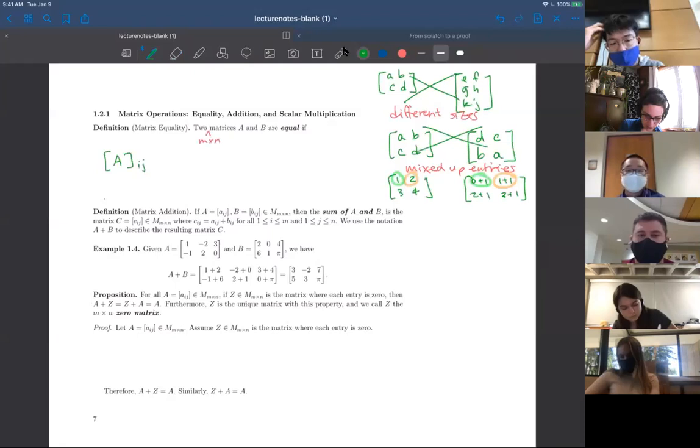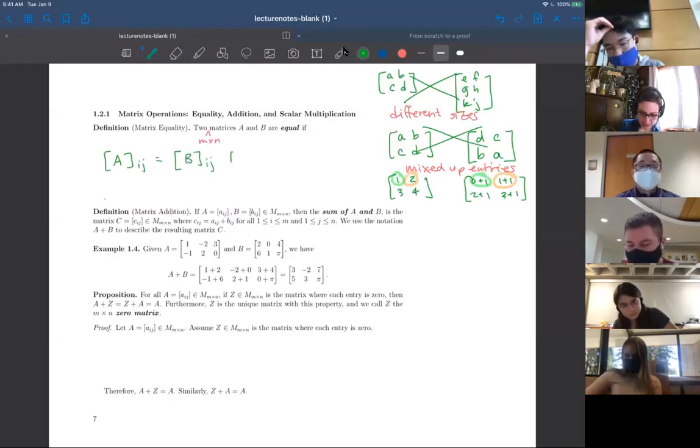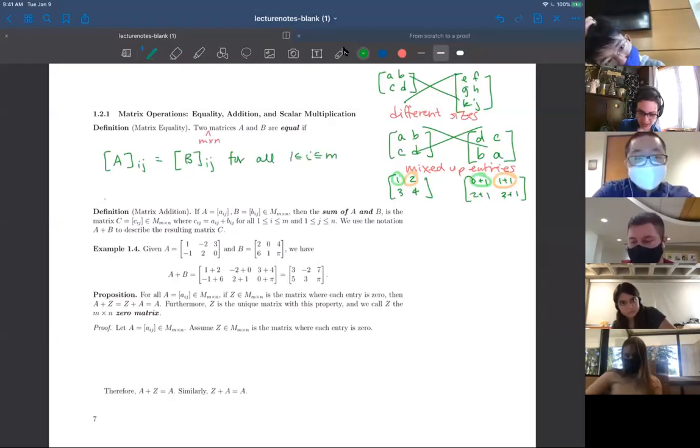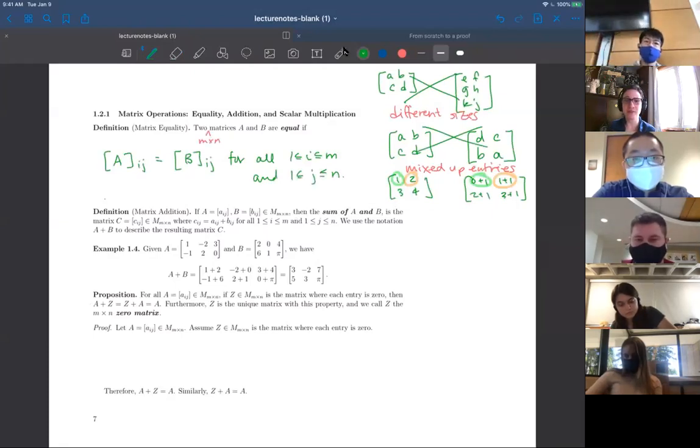The ijth entry of A is equal to the ijth entry of B for all i between 1 and m and j between 1 and n. So it's saying entry by entry, they've got the same values.